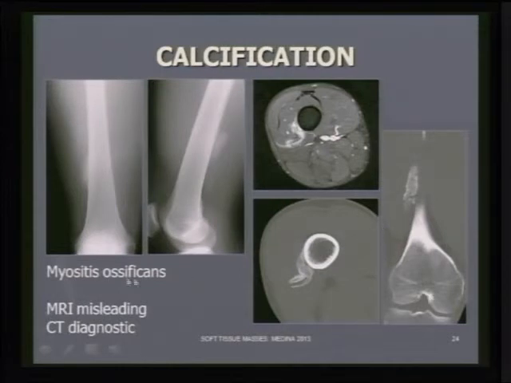So remember that myositis ossificans, if you see a mineralizing lesion in the soft tissues with fairly aggressive appearances and marked muscle edema on MR, always resort to CT for diagnosis and try and avoid biopsying these cases because they can be misleading on histology and suggest the presence of a high-grade osteosarcoma.